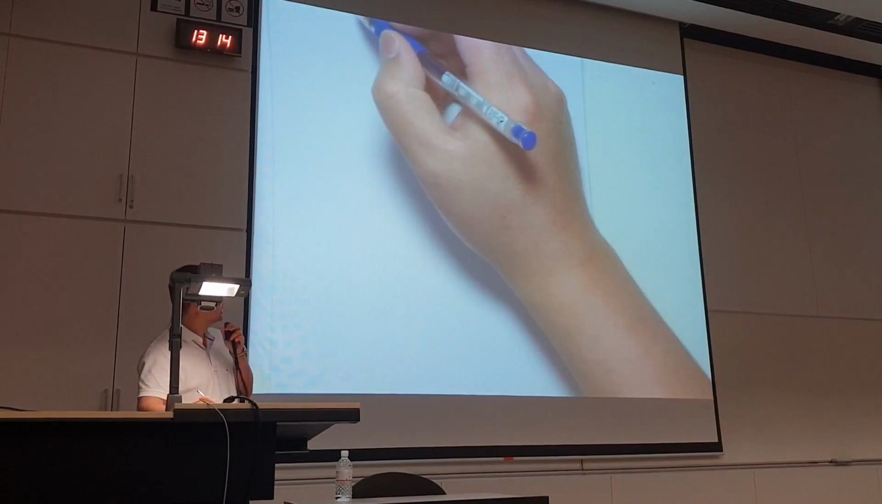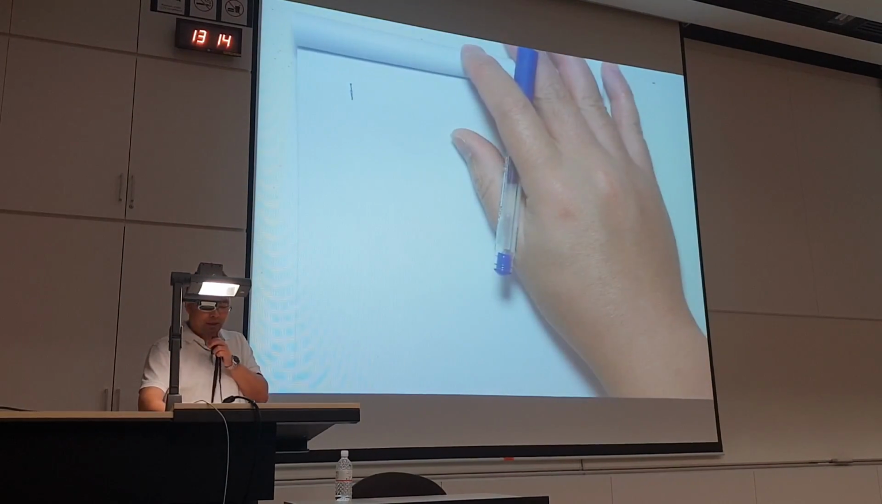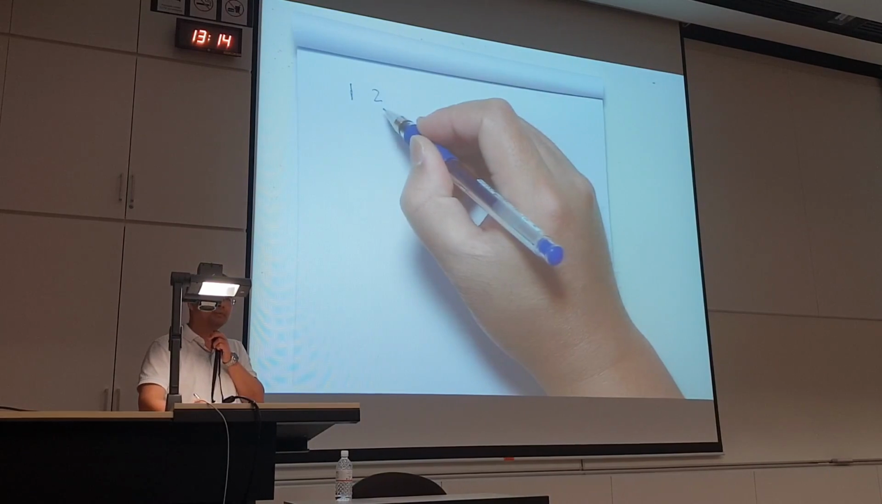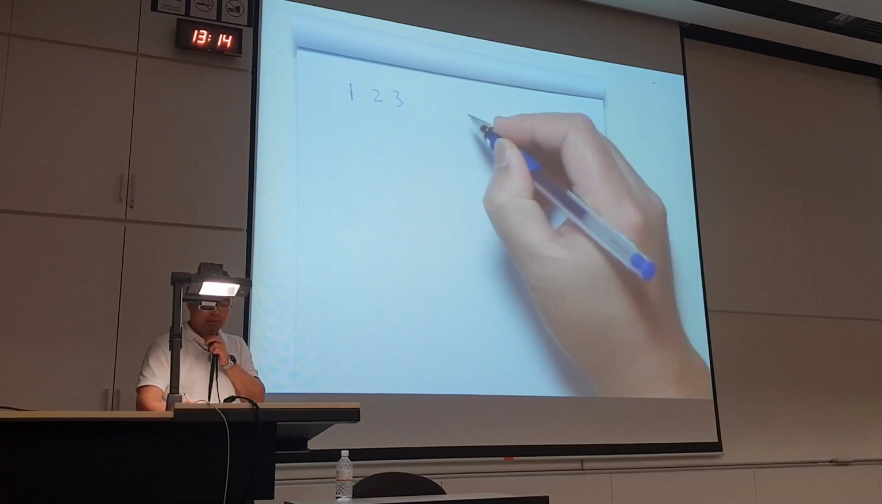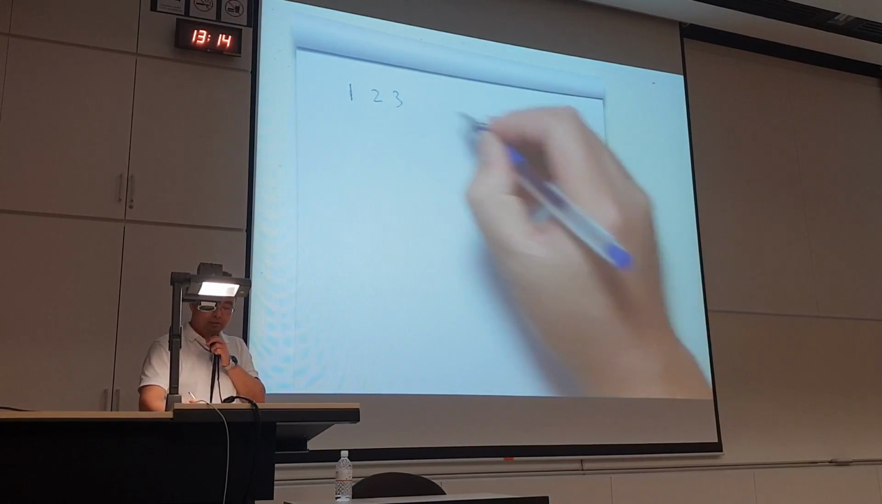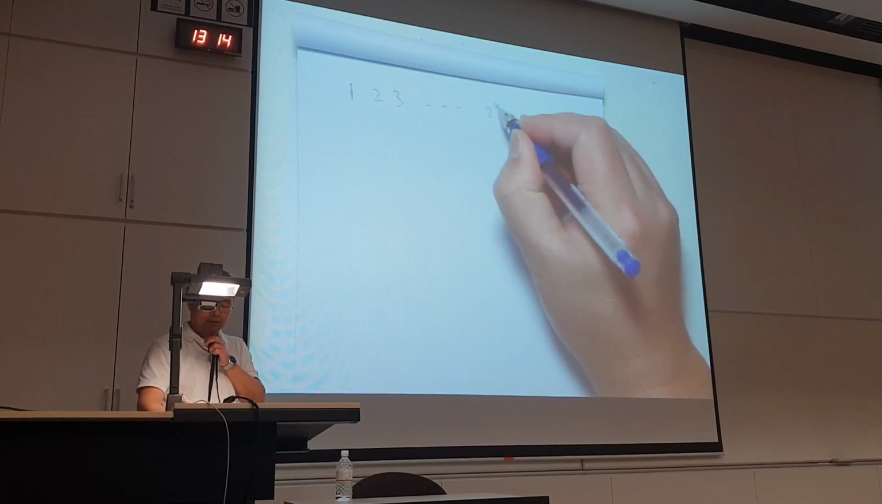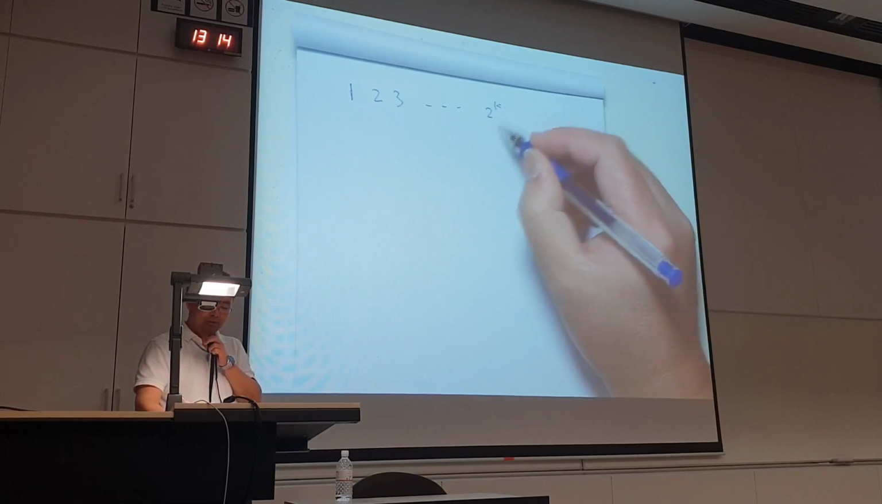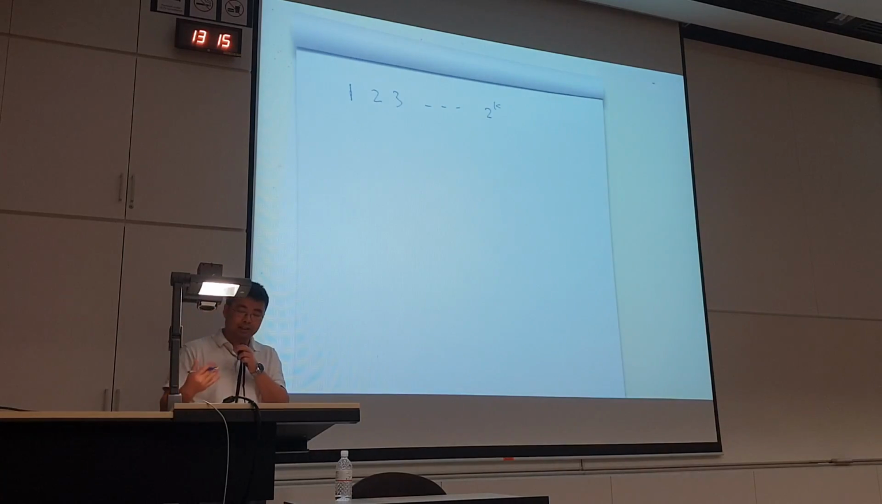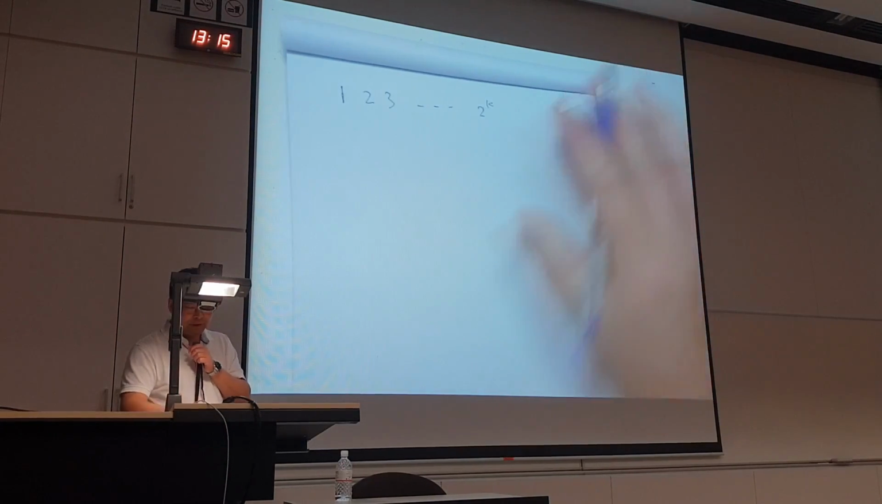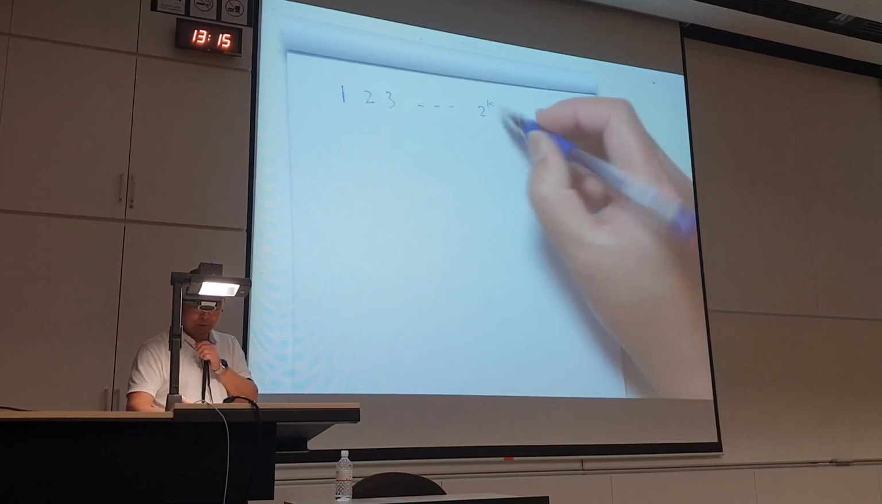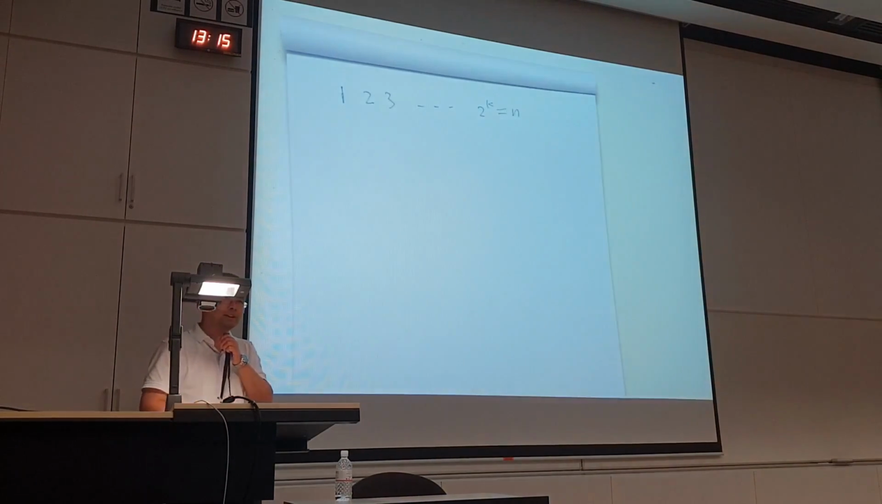If you are less lucky, maybe you need to try twice. You may need to try 3 times, and in the worst case, you may need to try 2 to the power k times. So if you are not lucky, then in the worst case you need to try all the combinations, right? All these are possible. So suppose 2 to the power k equals n.